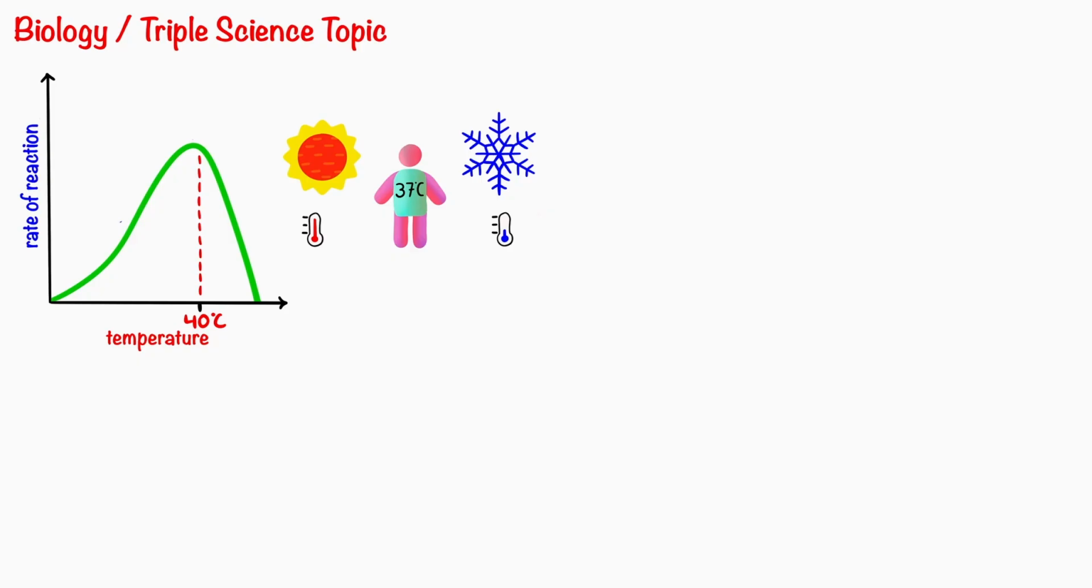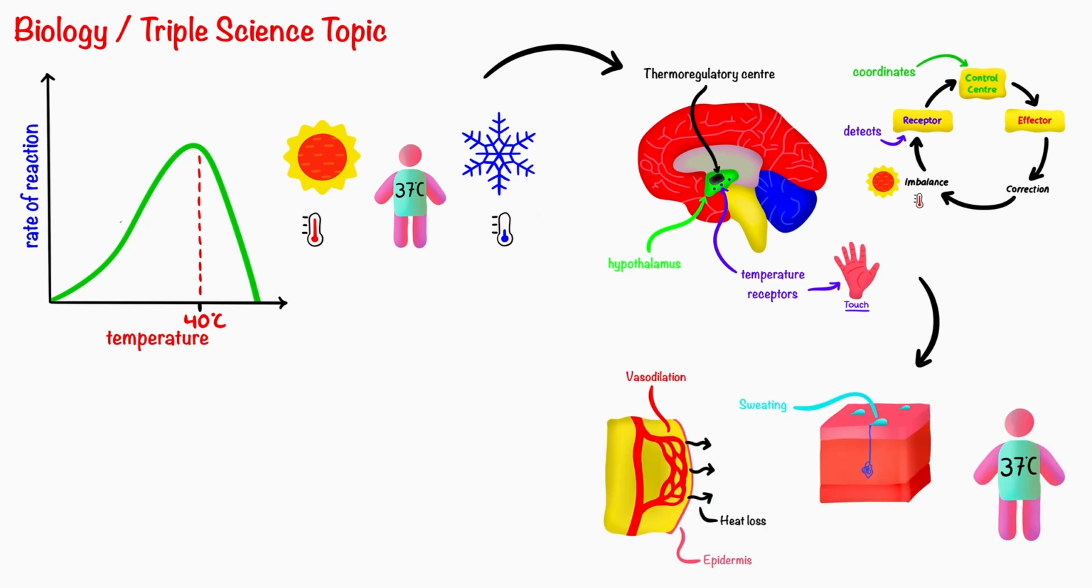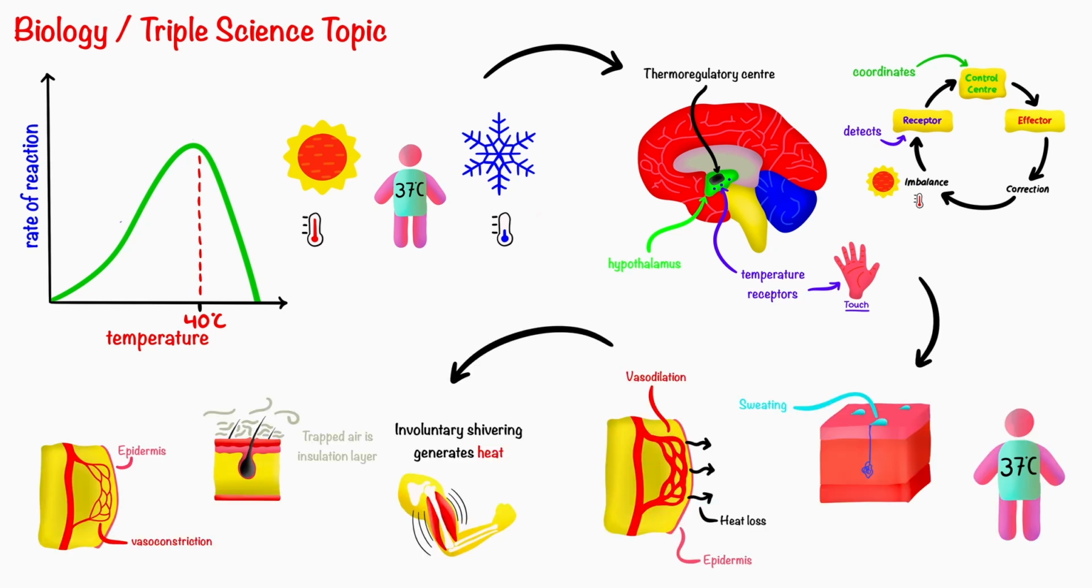First, we'll examine why maintaining a constant body temperature is so important. Next, we'll look at the thermoregulatory center in the brain and how it monitors temperature. Then we'll explore the body's responses to being too hot. Finally, we'll discover the mechanisms that help us warm up when we're too cold.